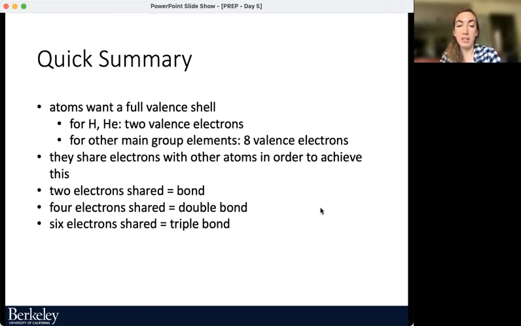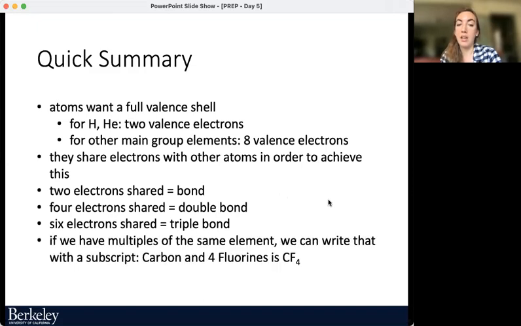And we haven't seen an example of this yet, but by exactly the same logic, sometimes they can share 6 electrons, which would be a triple bond. And so when we're writing this down, if we have multiples of the same element, we can write a subscript. So one example you had on your homework a couple days ago is a carbon atom and 4 fluorine atoms make CF4. And so instead of writing CFFF, we've written CF4. Questions so far?